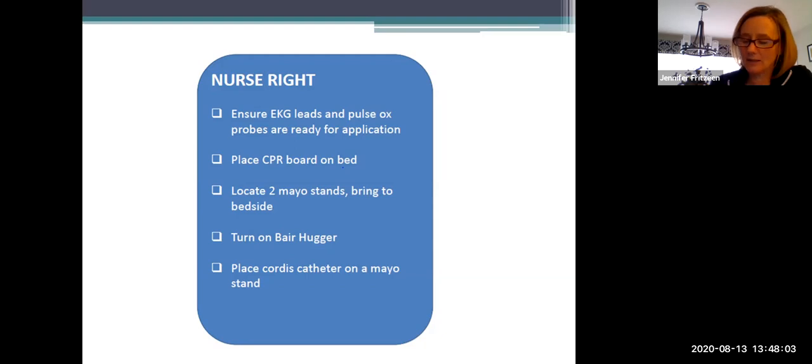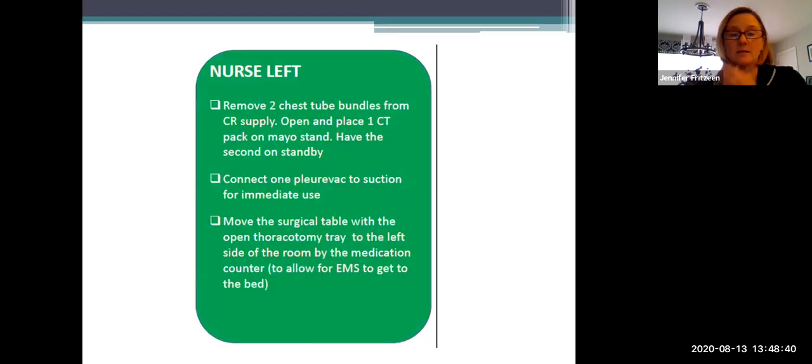Now, Mayo stands sound like something pretty simple, but A, sometimes they're hard to find, but B, they're really important because the surgeons have to have some place to put the chest tube equipment and the trauma line equipment, and they can't be standing around just holding it. Nurse Wright also wants to turn the bear hugger on and get the cordis catheter out and put it on one of those Mayo stands. A cordis catheter is a single lumen central line that can go either in the subclavian or the femoral vein, and it's a nice big line that is wonderful for giving volume and giving volume fast.